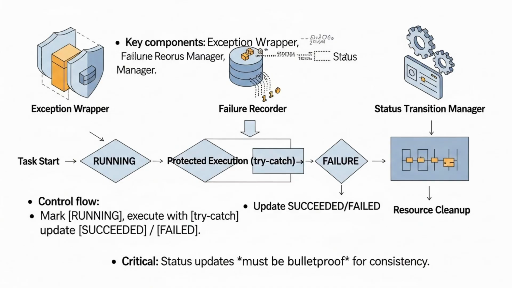The critical insight here is that the status update operations themselves must be bulletproof. If the task logic fails, but the status update also fails, you're back to an inconsistent state, losing the very visibility you sought to gain. This structured approach ensures reliability.